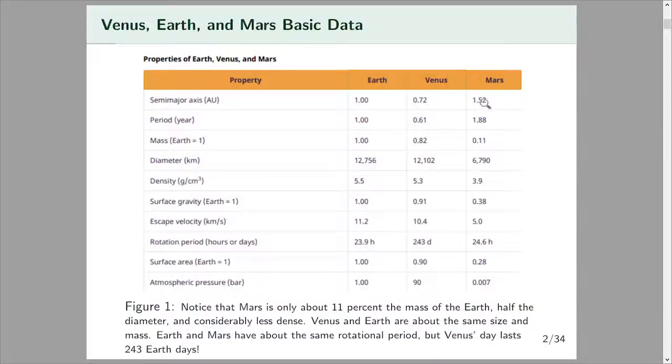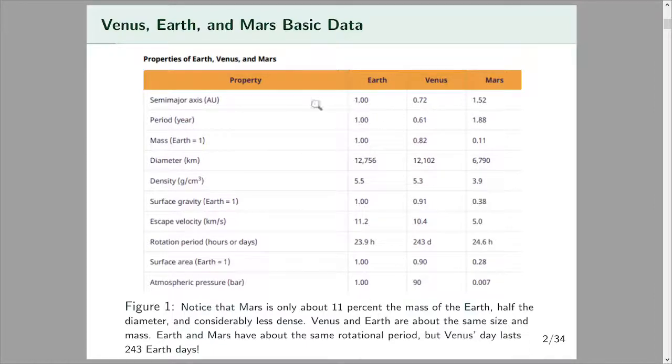Let me switch back here. And so, you know, Earth is 1. The definition of an astronomical unit, which is the unit of measure we're using for this, is that the Earth is 1 astronomical unit from the Sun. And on that scale, Venus is 0.7 and Mars is 1.5.